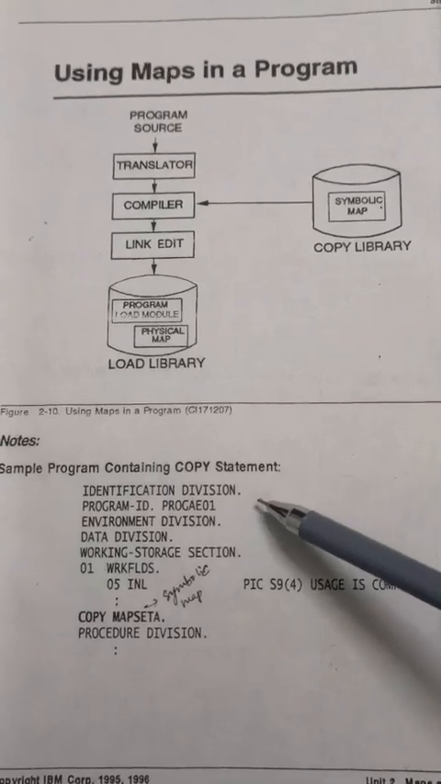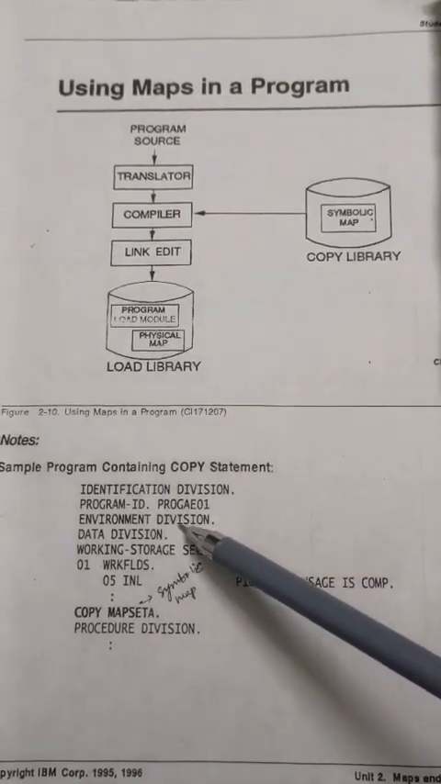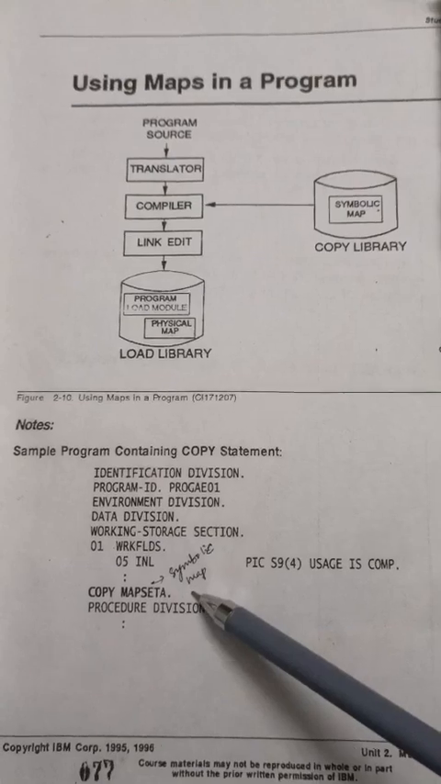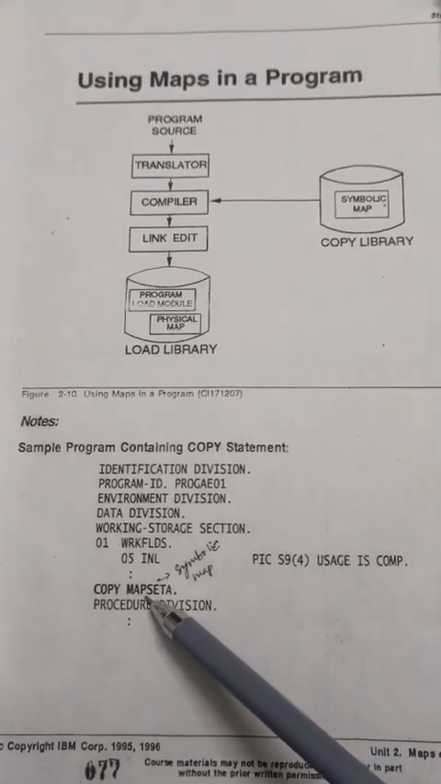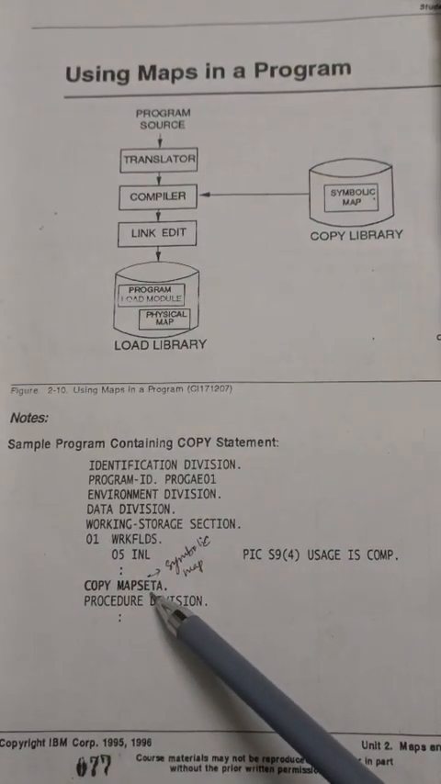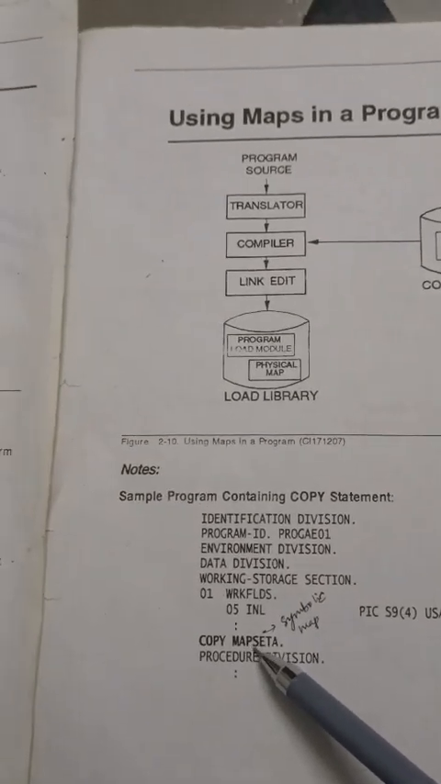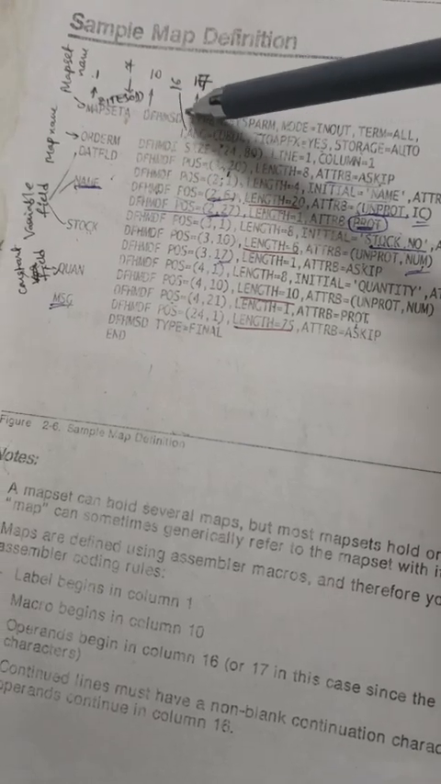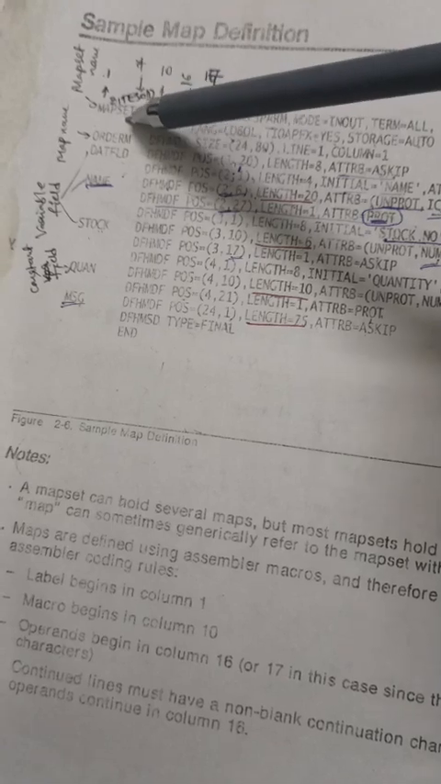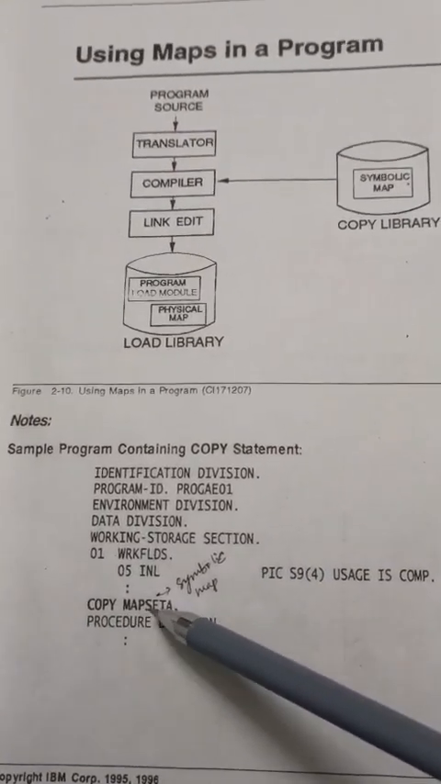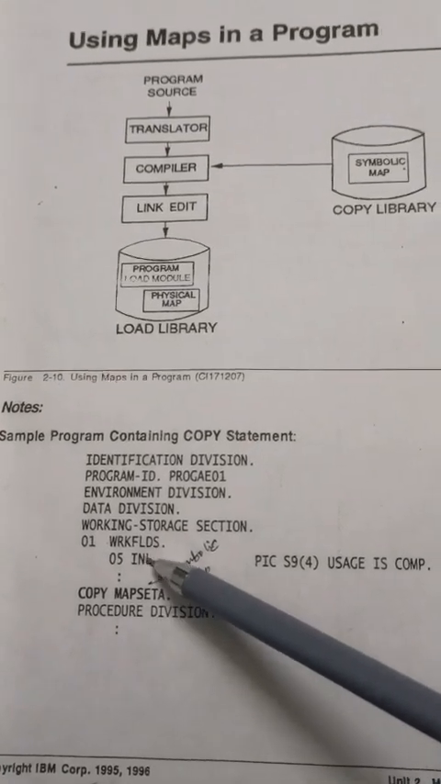Coming to the program declaration, we have the identification division, environment division and data division. We have to define the symbolic map name in the copy map set name. What is the symbolic map set name? You can revise yesterday's lesson. This is the physical map set, where you defined the map set name for the DFHMSD macro. You have to define that map set name in the program as COPY map set name in the working storage section.